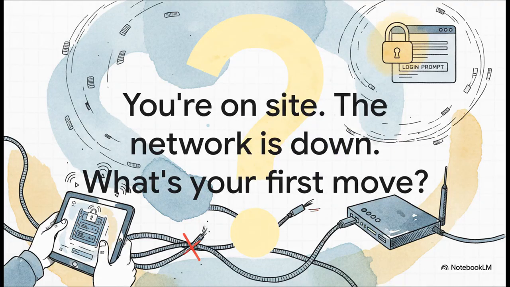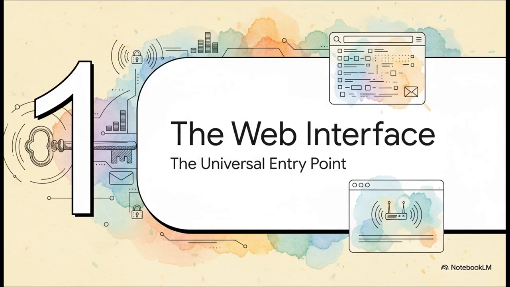Okay, so let's set the scene. You're on site, the client's breathing down your neck, the network's dead. What's the very first thing you do? It's not running a speed test, it's not grabbing your spectrum analyzer. Not yet. No, the absolute first step, the one you can't skip, is getting access to the configuration interface. Simple as that. If you can't get in, you can't do a thing. So that's the mission. How do we get in?